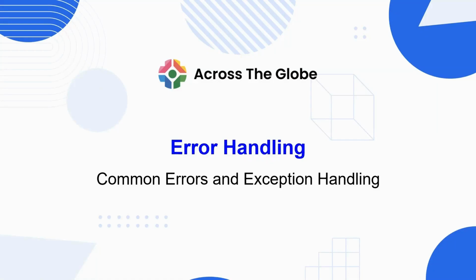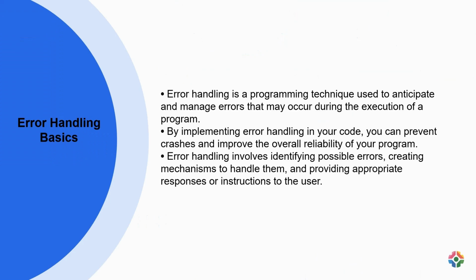Today we will learn about error handling. Error handling in programming is crucial for anticipating and managing errors that can occur during program execution. By incorporating error handling, you can prevent crashes and enhance the reliability of the program. This involves identifying potential errors, creating protocols to address them, and offering suitable responses or guidance to users.